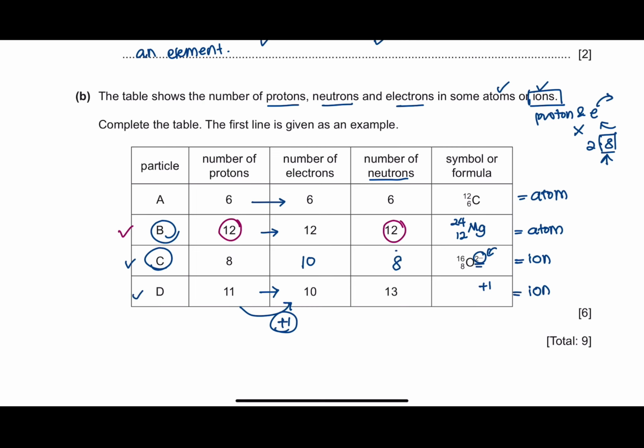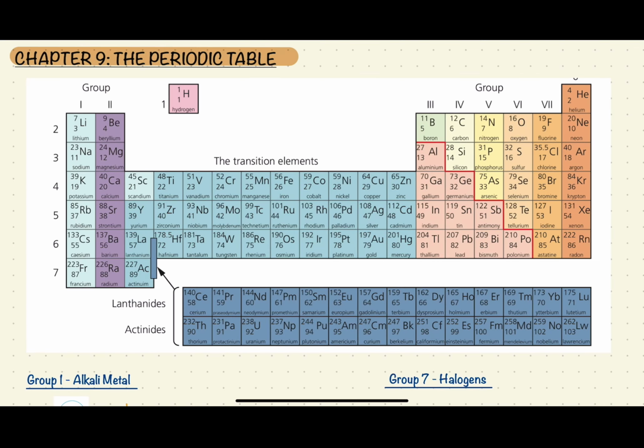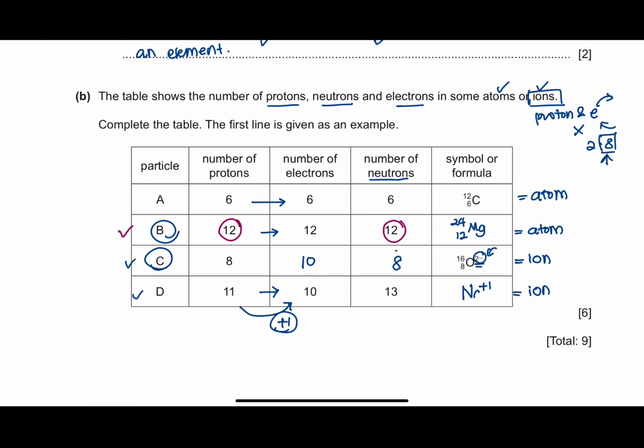And the final one is D. Particle D has 11 protons, so let's refer to the periodic table again. A particle which has 11 protons would be sodium. So I'm going to write the symbol of sodium over here, and we have to determine the number of protons. It is given, so I will write 11 over here, and the nucleon number is 11 plus your neutron number, which is 24 if added up. So this is the answer. If you answer everything correctly, you will be able to get 6 marks.